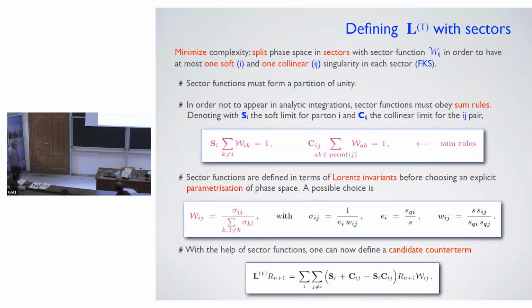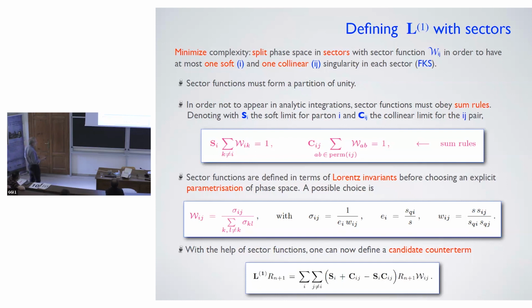Excellent. This is about the definition of L1, just to give you an example, and I don't want to dwell. The way we do it is with sectors, which means that we define sector functions, which are a partition of unity. We define soft and collinear limits, which are Taylor expansions, Laurent expansions in the normal variables corresponding to the singularities. We require that these sector functions obey certain sum rules because we never want to integrate over sector functions. So we always want to work with combinations in which the sector functions sum to 1. And you have to find sector functions which obey these requirements.